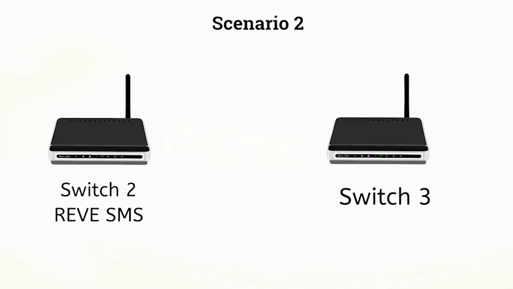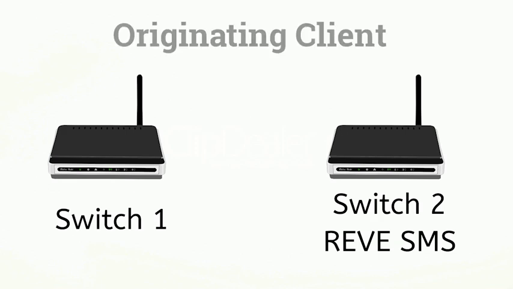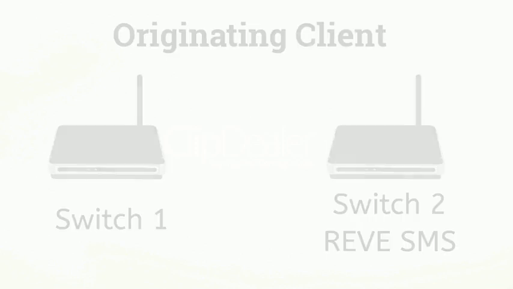Scenario 2. We are generating the SMS from REVE SMS switch and we are forwarding the SMS to switch 3. In scenario 1, switch 1 generated the SMS. In scenario 2, switch 2, which is REVE SMS switch, generated the SMS traffic. In both these cases, they are the originating client because the traffic or the SMS is generated from this switch.